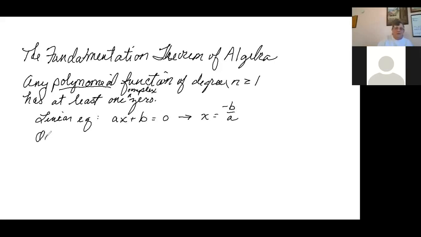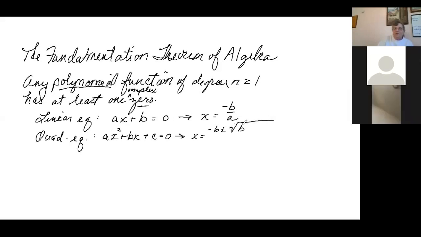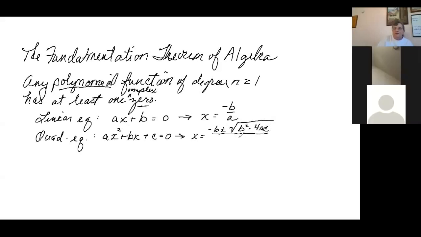A quadratic, any quadratic equation where you've got ax squared plus bx plus c equals 0. If you take your quadratic and set it equal to 0, the zeros are the x values that make the y 0, and we know that that would be negative b plus or minus the square root of b squared minus 4ac all over 2a.